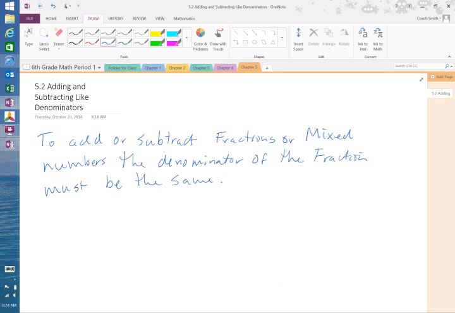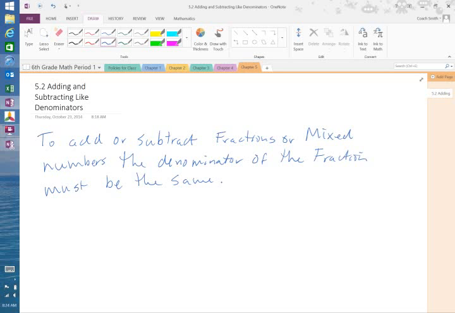Okay, to add or subtract fractions or mixed numbers, the denominator of the fraction, the bottom number, must be the same. If it's not, we can't add them together yet. All the ones you're going to deal with today have a like denominator. We will discuss tomorrow the ones that don't have like denominators and how we deal with those. But for today, we're going to have the same denominator.